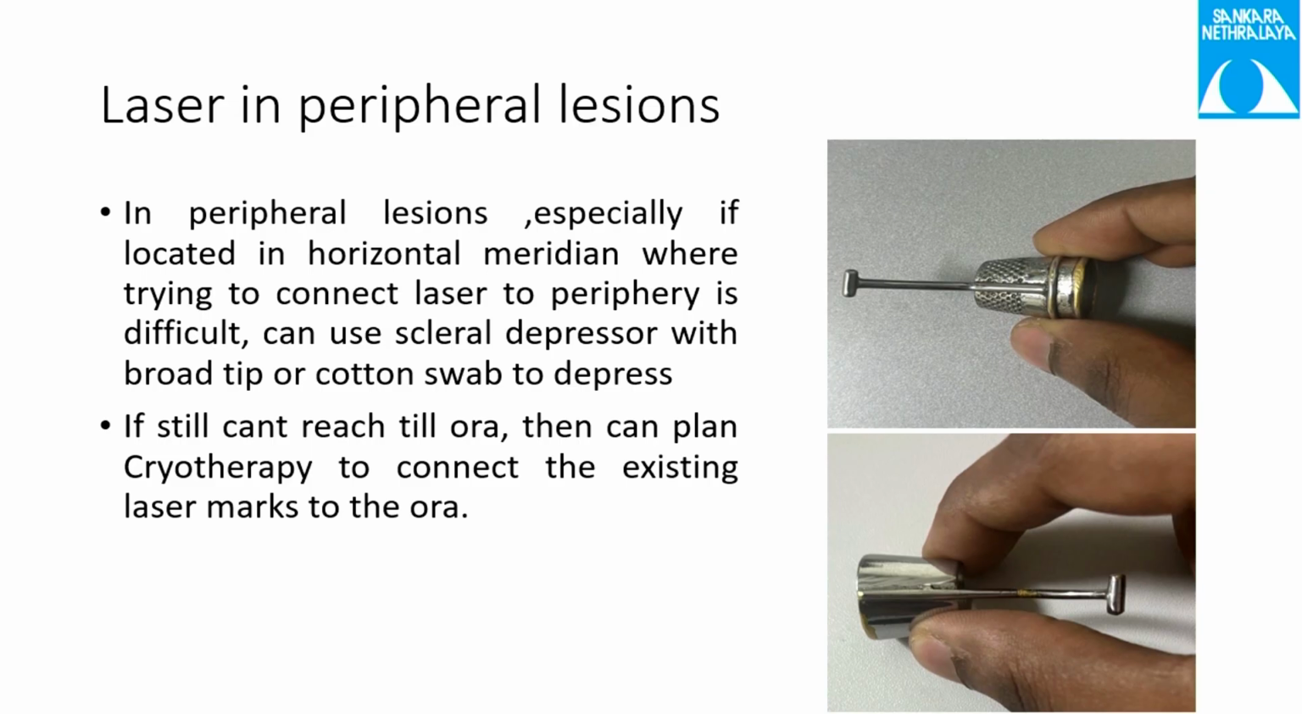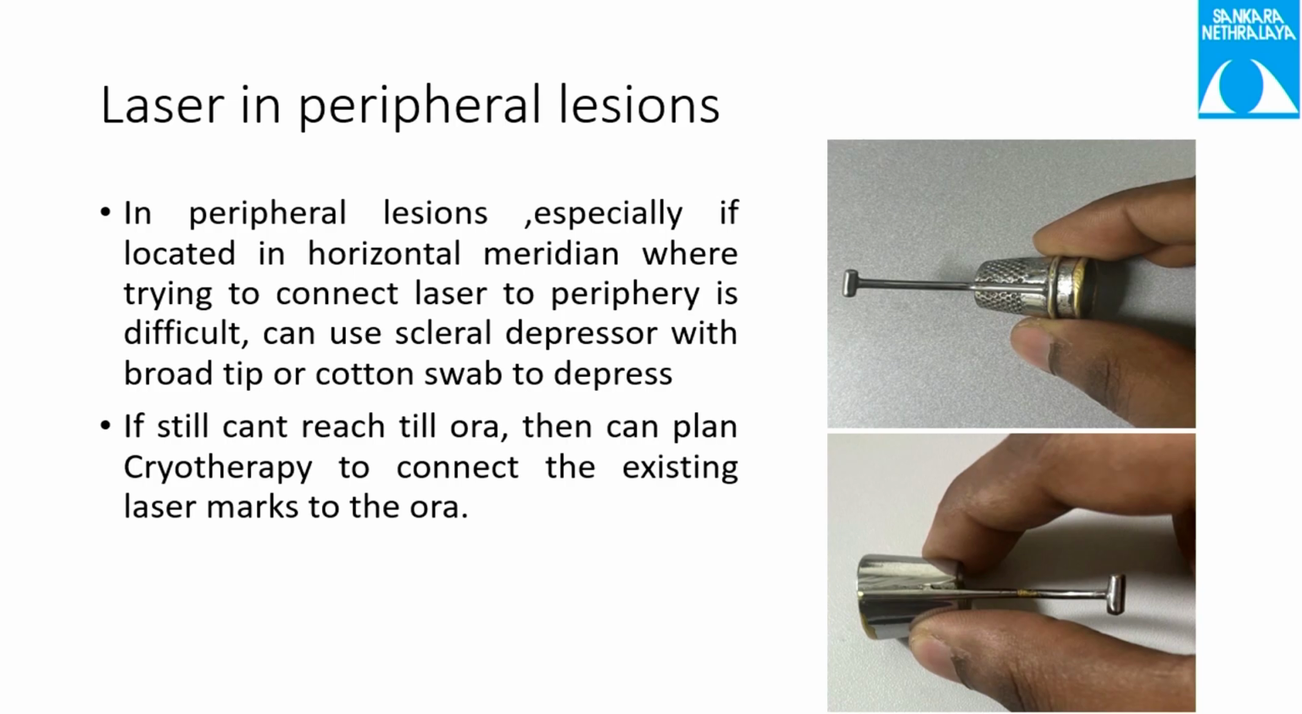Then if the ora is still not reachable, one may try using a different size. So this is a Schepens depressor. There are different varieties. This is the one which we usually get in our ARG2, and ARG1 has this kind. The width of the Schepens depressor varies between 8 to 12 millimeters. What we have got is 8 and 12 millimeters. So in case you are not able to depress with the 8 millimeter one, one may try with the bigger one. Sometimes this helps. We might be able to reach the ora with this technique.